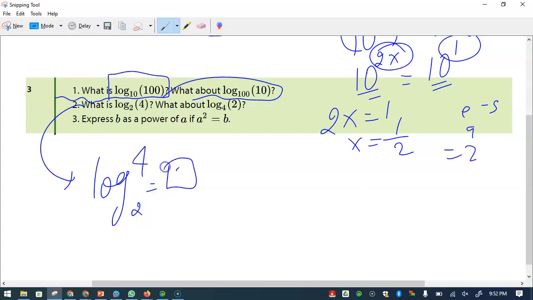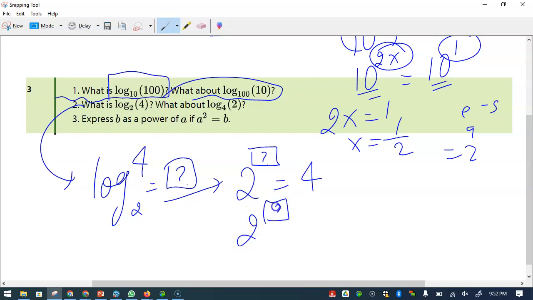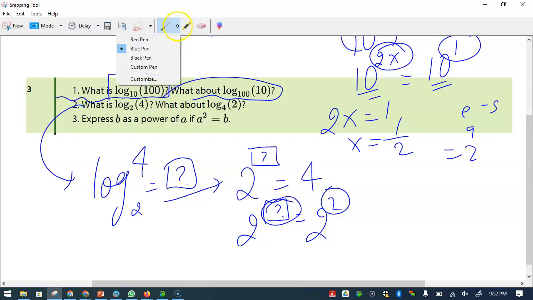So we don't know, put a question mark and say, hey, let's change it to the exponential form. So 2 raised to question mark is 4. It means 2 raised to question mark is 2 raised to 2. So this 2 has to be the same. If you don't know that, how many times? We can use our common sense. You already know the answer. It has to be 2, right?